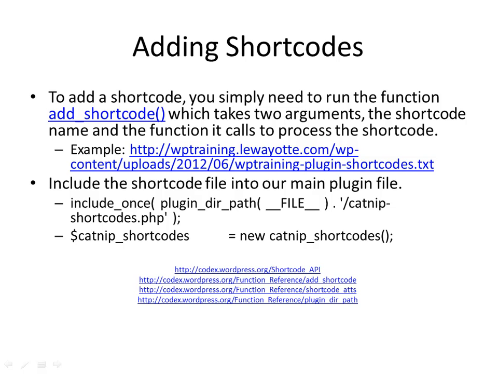Now we want to add a shortcode that actually uses that API. Adding shortcodes is very simple. You just need to run a function called add_shortcode. It takes two arguments, the shortcode name and the function it calls to process the shortcode.